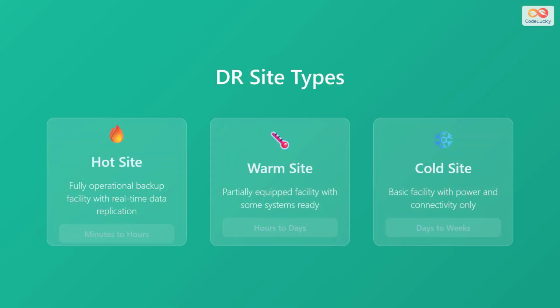There are 3 primary types of disaster recovery sites, each offering varying levels of readiness and recovery times. A hot site is a fully operational backup facility with real-time data replication, allowing for recovery times of minutes to hours. A warm site is a partially equipped facility with some systems already in place, providing recovery times of hours to days. Lastly, a cold site is a basic facility with only power and connectivity, requiring more time to set up and recover, typically taking days to weeks.